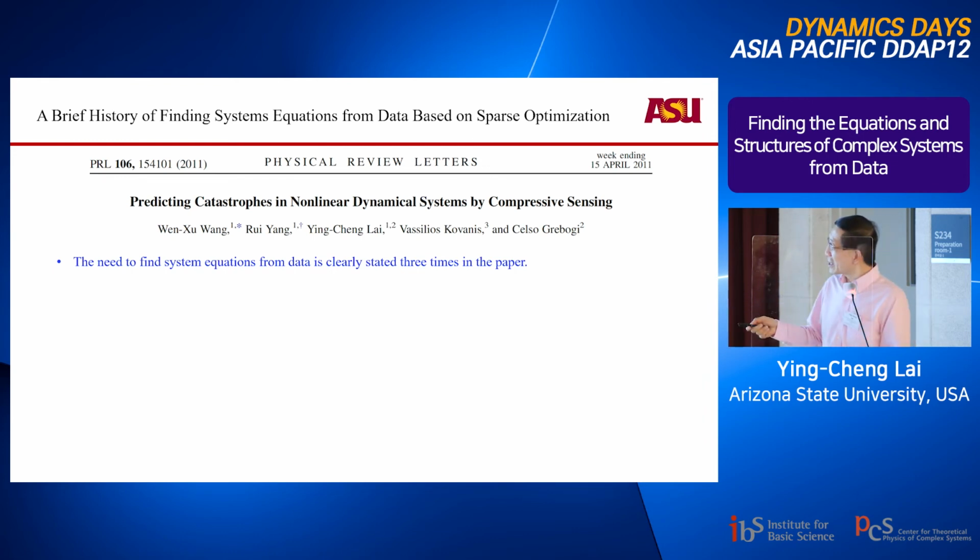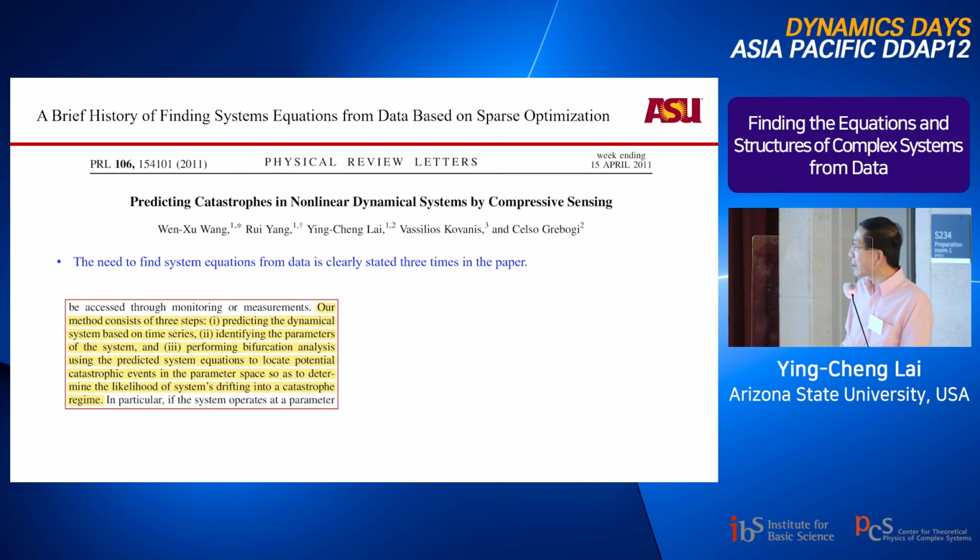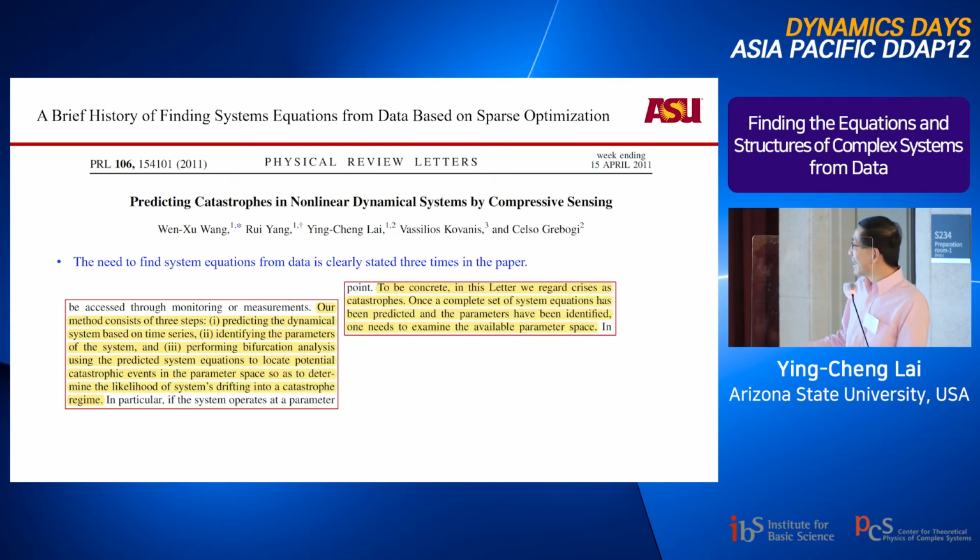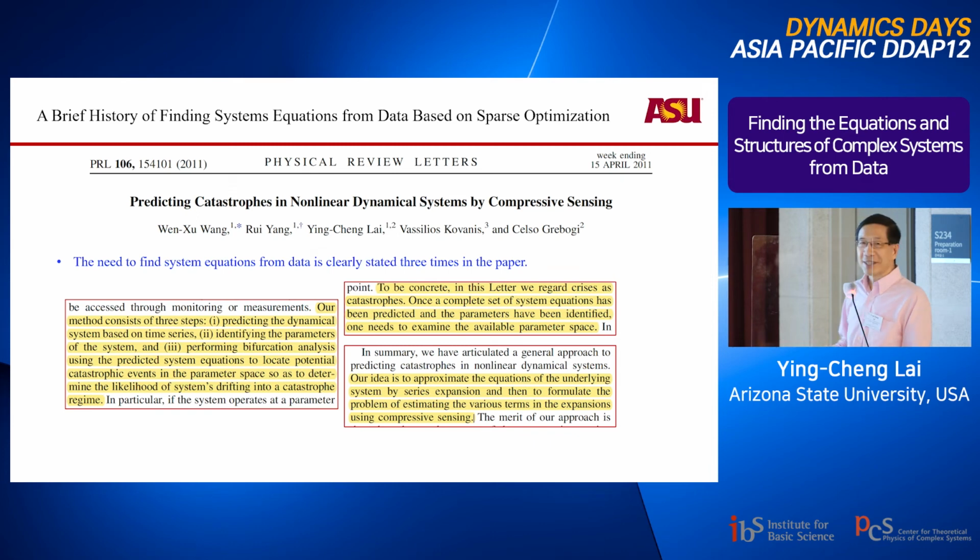So it's a bad title, but actually the need to find the system equations from data is clearly stated 3 times in our work. So this is one time, okay? There's another time here, and this is another time, okay? So we basically say you need to find the system equations first from data using compressive sensing. Then you do the computational simulation of those system equations to figure out if you have a crisis, a critical transition. So we did this.